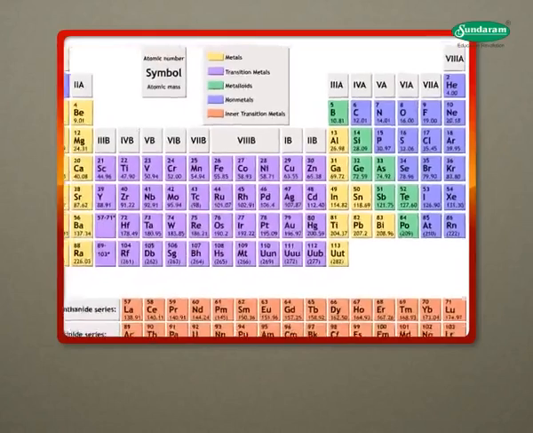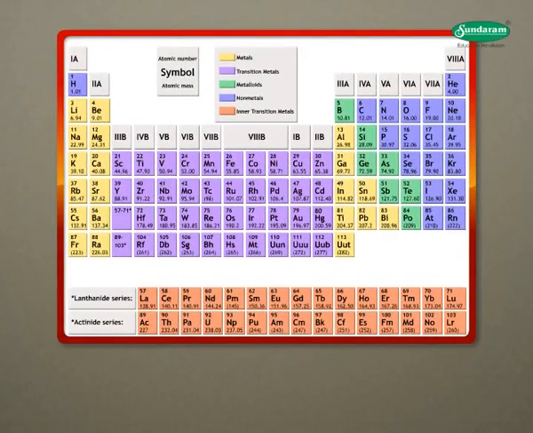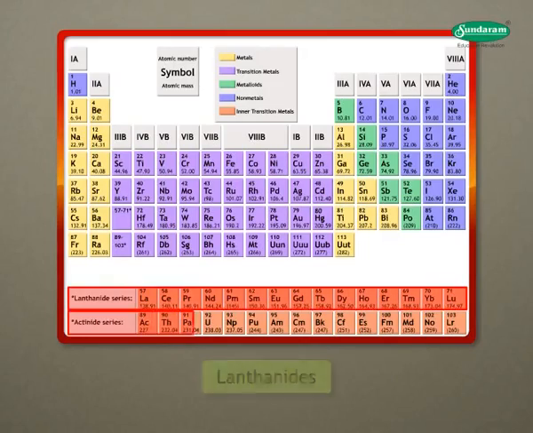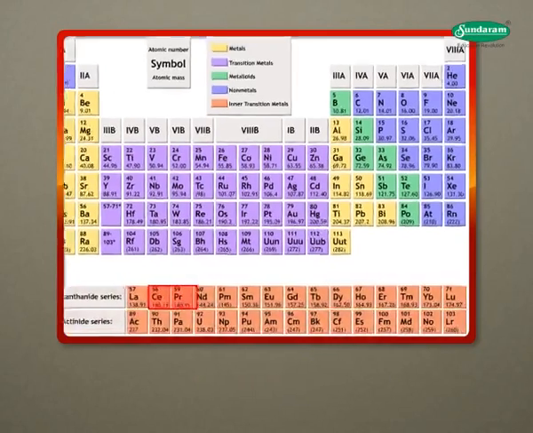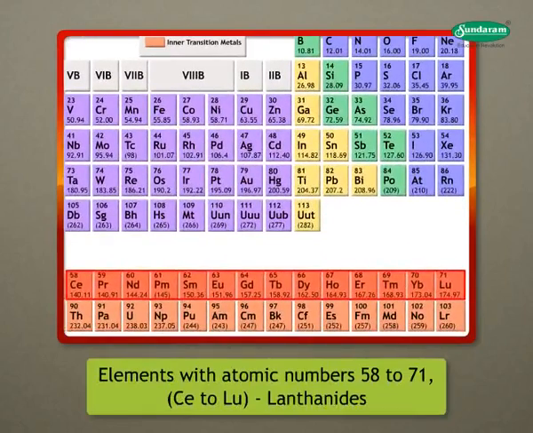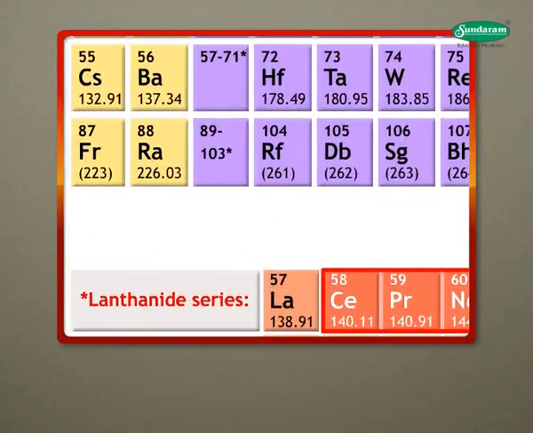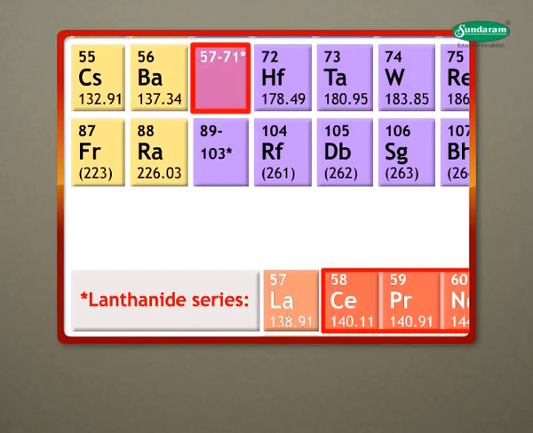Elements placed at the bottom of the periodic table are called inner transition elements. They contain two series of elements, lanthanides and actinides. 14 elements with atomic numbers 58 to 71, Ce to Lu, are called lanthanides. These elements are placed along with lanthanum, La 57, in the same group 3 in period 6 because of very close resemblance in properties.